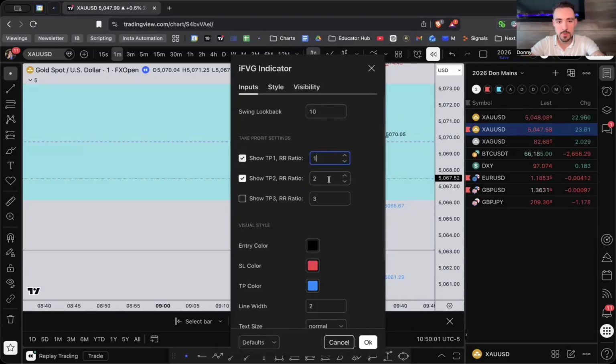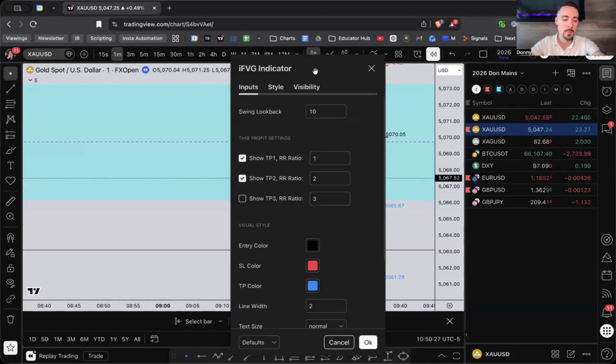So take profit settings by default, you're going to have two take profits toggled on. You can choose to toggle on a third one if you'd like. And the risk to reward ratios are going to be set by default as 1, 2, and 3. This is something you can adjust in the settings. With V2, you can adjust this in the settings. If you want to change this, you're absolutely welcome to. But with the inverse fair value gap indicator, you're not looking for ridiculously high risk to reward ratios like 1 to 3, 1 to 5 for the first two take profits.